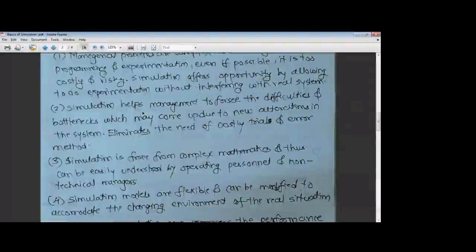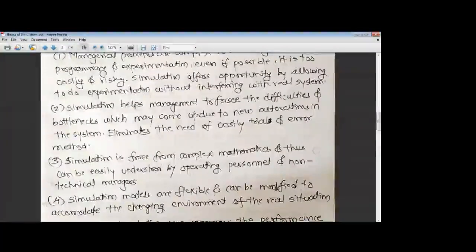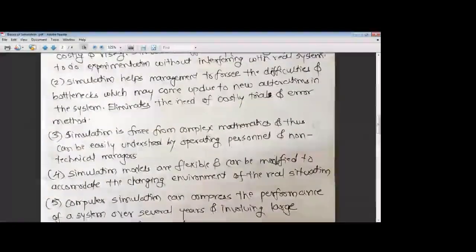So the management will be able to visualize the problems, understand the difficulties and the bottlenecks, and identify them before the new alterations are made, and then they may be thinking of whether that particular new alteration is to be done or not done, right? So now what will happen because of that? It will be eliminating the need of the costly trial and error method, right?